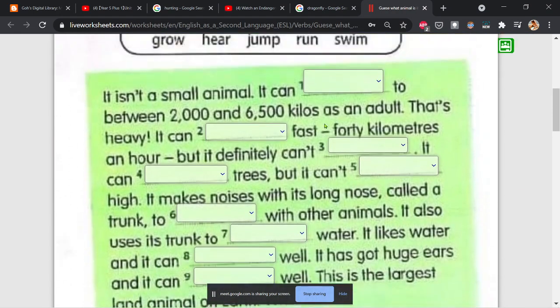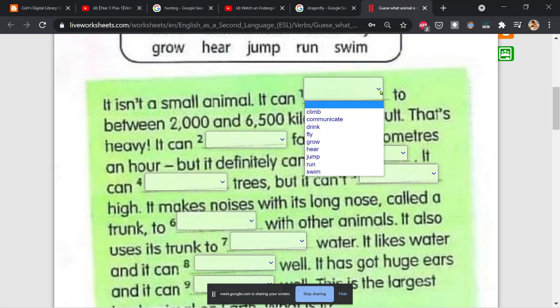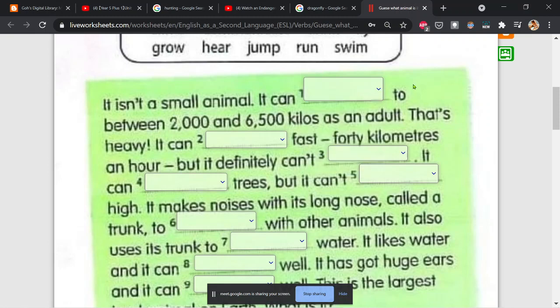Now, this is like a riddle. It isn't a small animal. It can grow to between 2,000 and 6,500 kilos as an adult. 2 tons is like the weight of a small lorry, or a 6-ton lorry. Wow, how heavy.